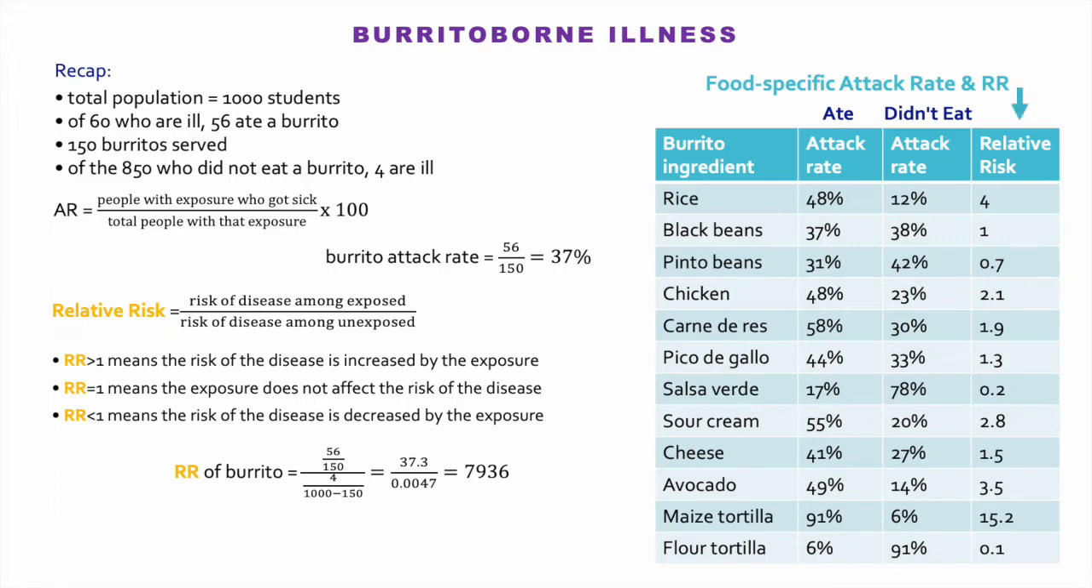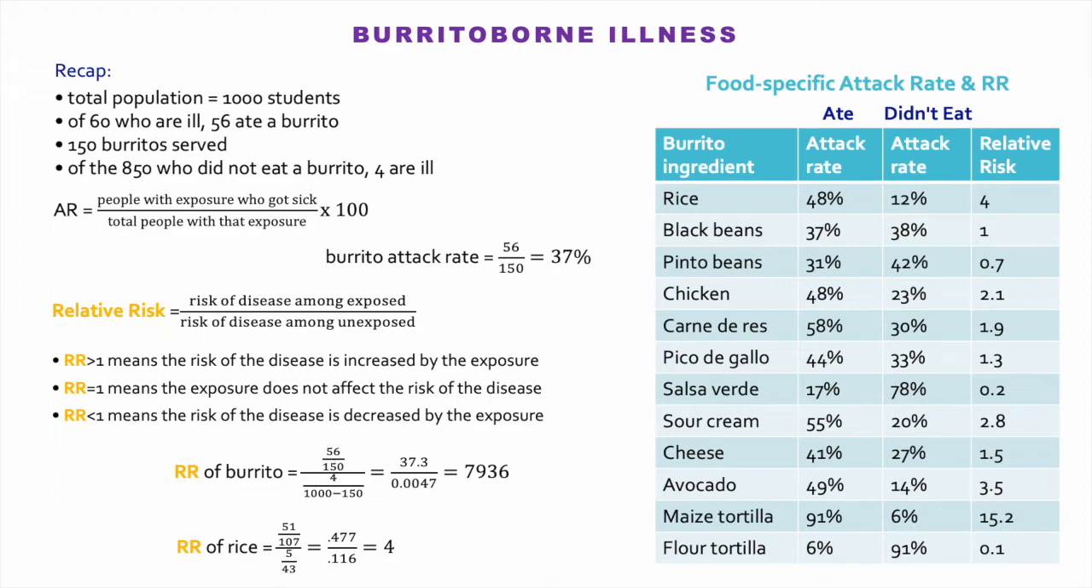To calculate the relative risk for exposure to each specific burrito ingredient, we divide the attack rate for those exposed to that food by the attack rate for those not exposed to that food. For rice, we would divide 48 by 12 to get a relative risk of 4. To determine if a food was independently associated with disease, you calculate the relative risk and compare it to the null value, which would be a relative risk of 1.